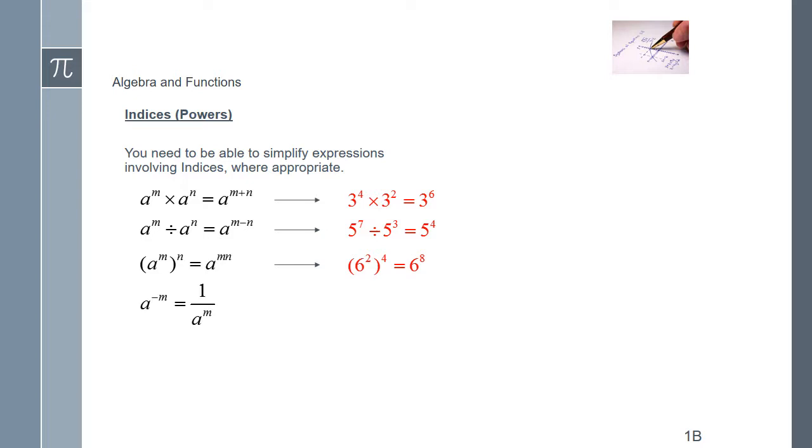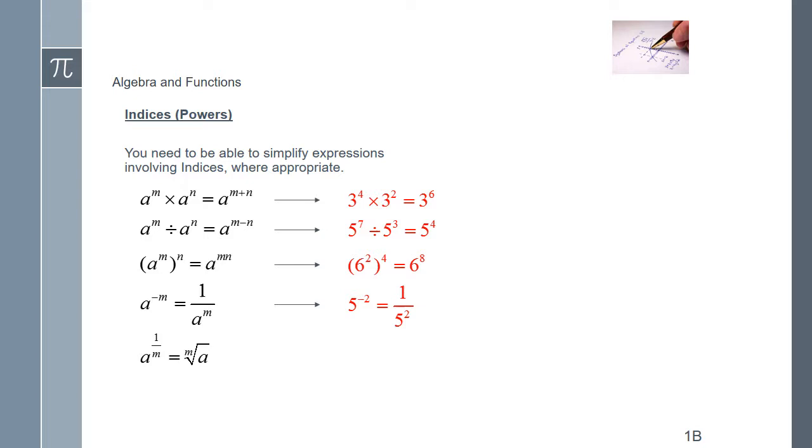a to the minus m is 1 over a to the m. A minus sign in an index means the reciprocal, so a to the minus m is 1 over a to the m. 5 to the minus 2 is 1 over 5 squared. As easy as that. You must remember all of these rules, but especially that one there, it crops up time and time again, and it seems to fool people. When you see the minus sign in this, it means 1 over.